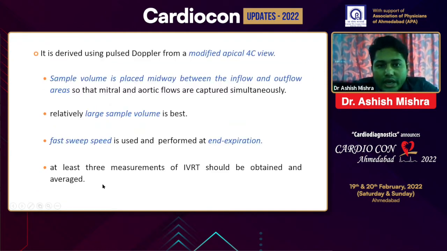It is derived using pulsed wave Doppler, obtaining a modified apical 4-chamber view. The sample volume is placed midway between the inflow and outflow areas so that the mitral and aortic flows are captured simultaneously. At least 3 measurements of IVRT should be obtained and averaged.